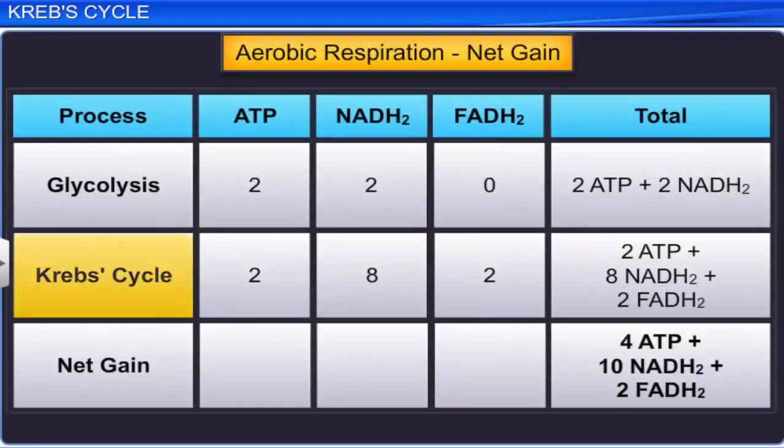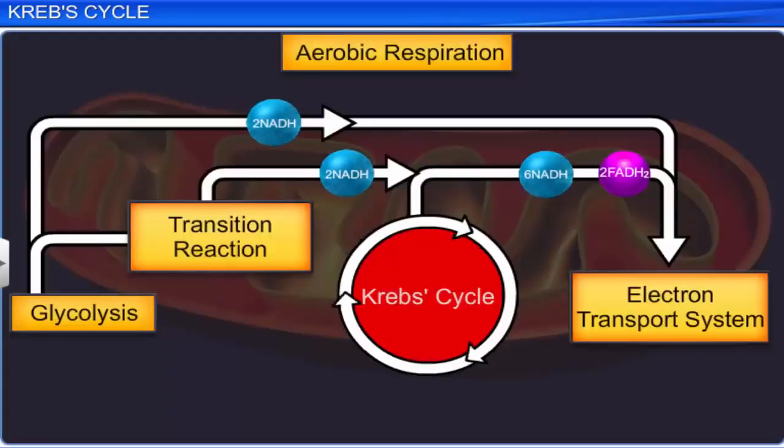The net gain of Krebs cycle in the conversion of 2 molecules of pyruvate is 2 molecules of ATP, 8 molecules of NADH plus H plus, and 2 molecules of FADH2. So far, the energy harvested has resulted in the direct synthesis of only 4 molecules of ATP. Further generation of energy as part of aerobic respiration takes place in the electron transport system or ETS.